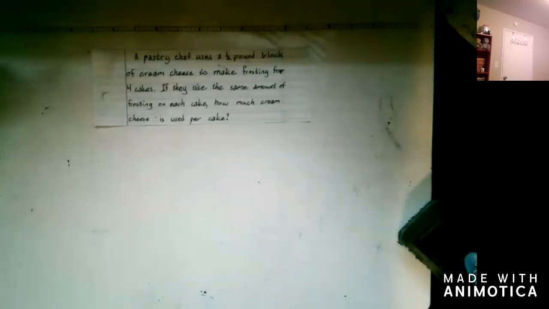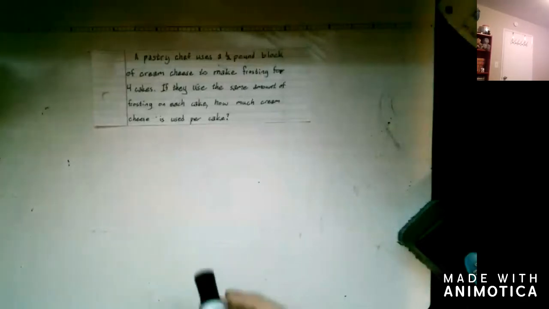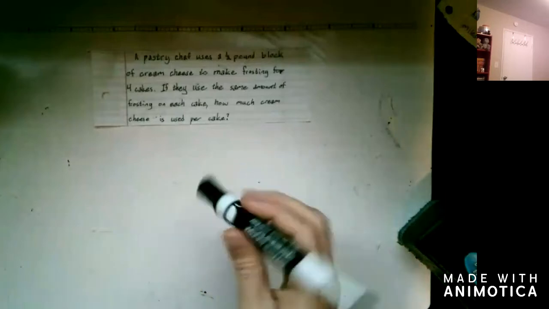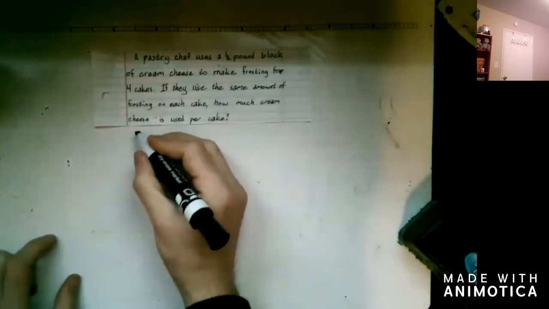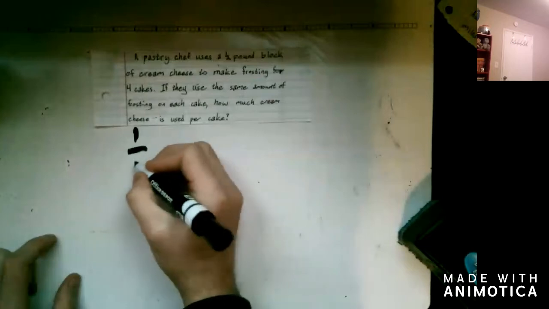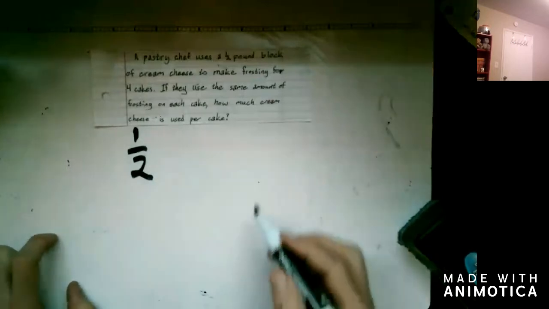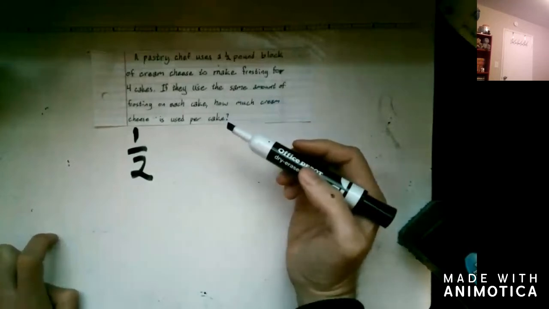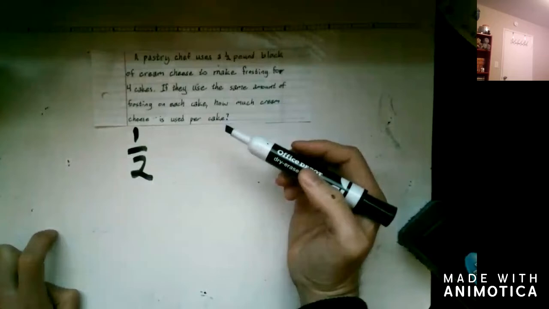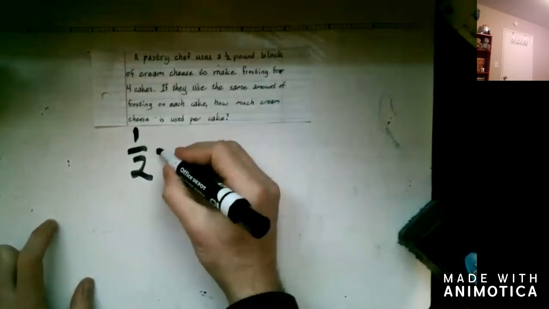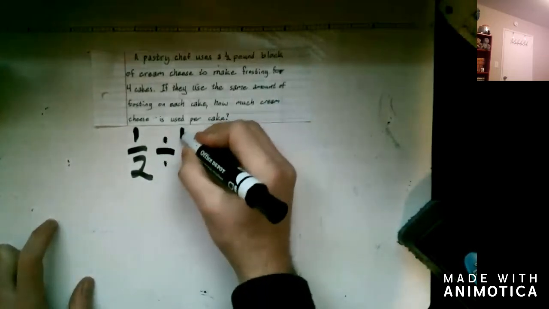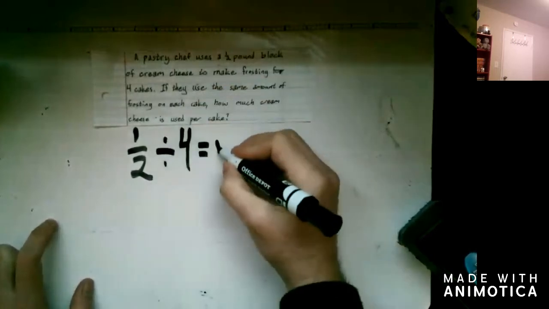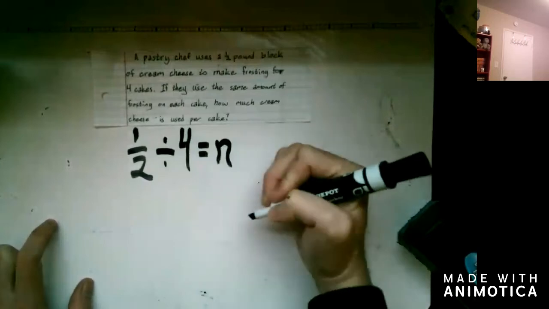Once again, we want to make our situation equation. And so we are going to look at what we start with, what changes, and what we end with. We start with a 1/2 pound block of cream cheese. That is a lot of cream cheese. We are then splitting it between 4 cakes. If we are splitting something equally, that is division. I'm going to divide it by 4. And it equals, I don't know yet. And I'm going to put in my variable n.